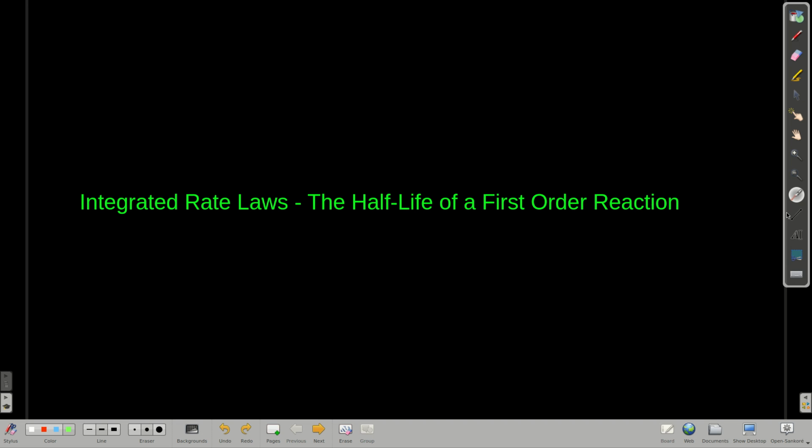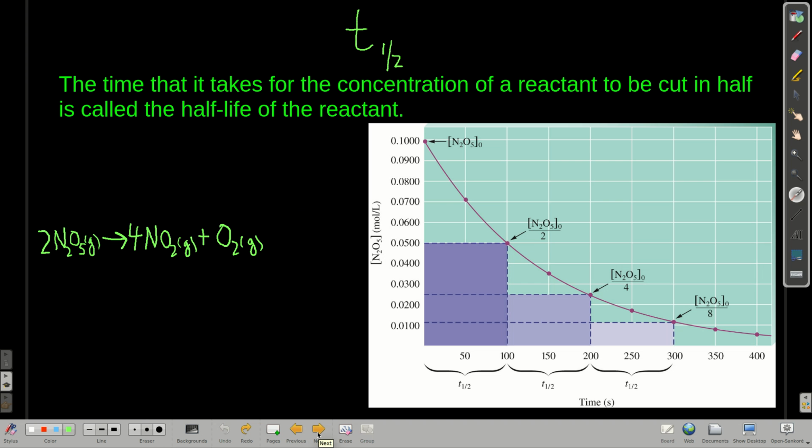In this module, we're talking about the half-life of a first-order reaction using integrated rate laws, the integrated rate law for a first-order reaction. So what's the half-life? Okay, let's talk about that first. This is the definition. It's how much time it takes for the amount, the concentration of a reactant, to be cut in half.